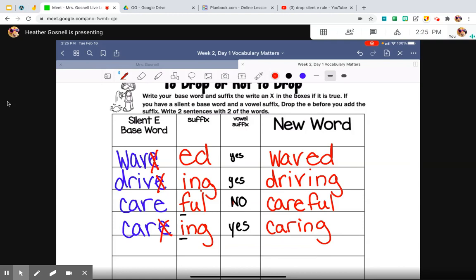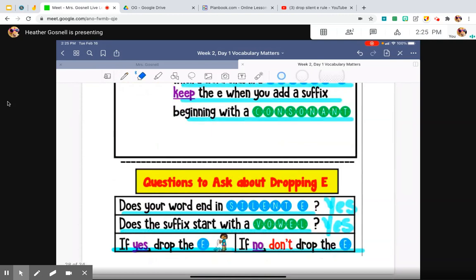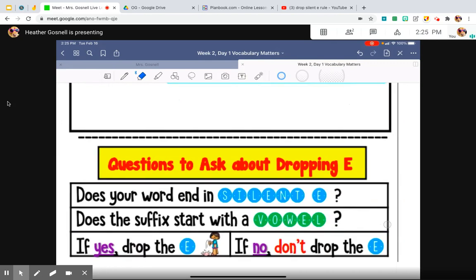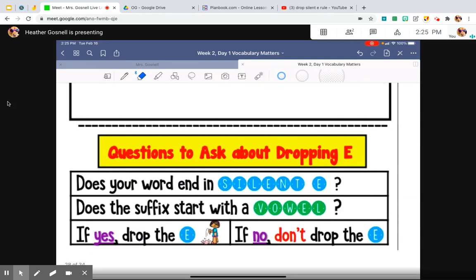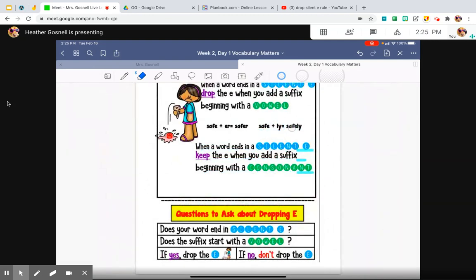You have a few word sums to complete on Schoology where you have to do the same thing. You have to take a look at your base word and ask, does my base word have a silent E? If the answer is yes, then ask yourself, does the suffix I want to add start with a vowel? If the answer is yes, you drop the E. If the answer is no, you don't drop the E. I want you to practice this concept in your assignment today. And I will also post this poster to help you stay on track.